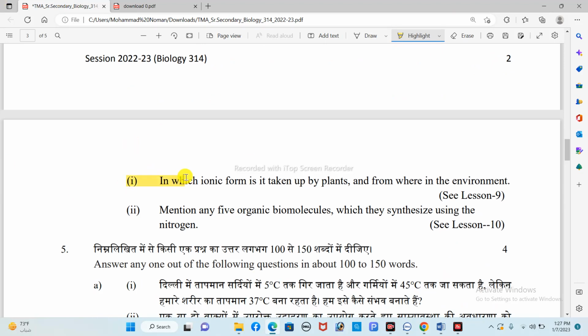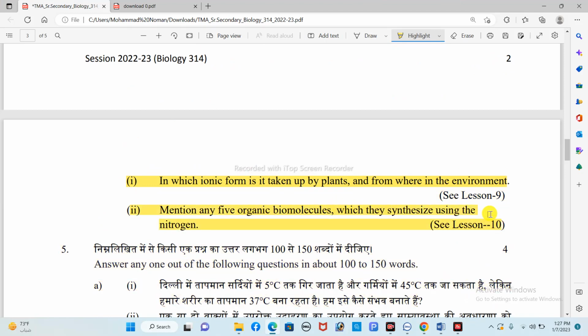Part one: in which ionic form is nitrogen taken up by plants, and from where in the environment? Number 2, mention any 5 organic biomolecules which they synthesize using the nitrogen.